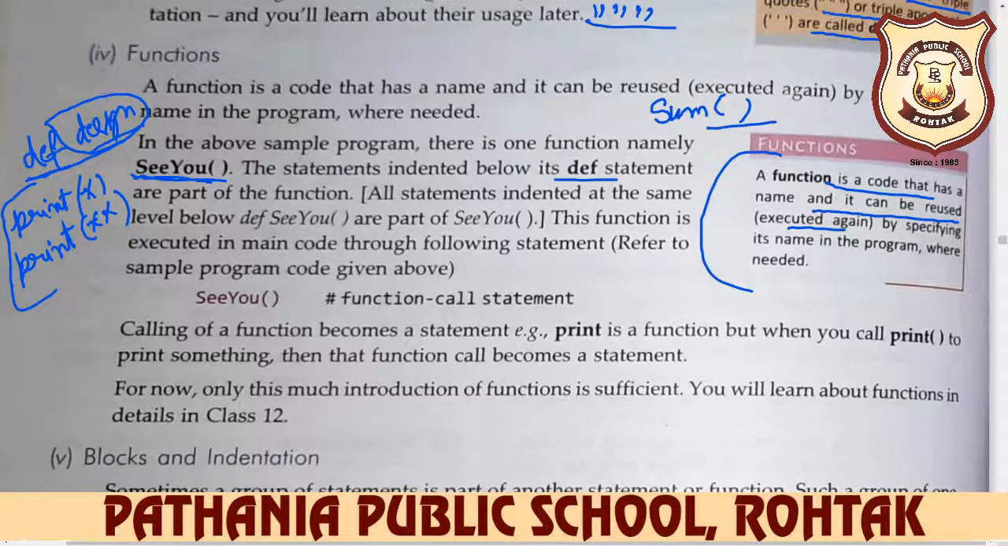The statements indented below it. def is a keyword that is used in front of the function. All statements indented at the same level below def cu are part of cu. What is indent? We'll learn later. This function is executed in the main code through the following statement. Refer to the sample program code given above. Just write down cu. Calling of a function becomes a statement. For example, print is a function, but when you call print to print something, then that function call becomes a statement.